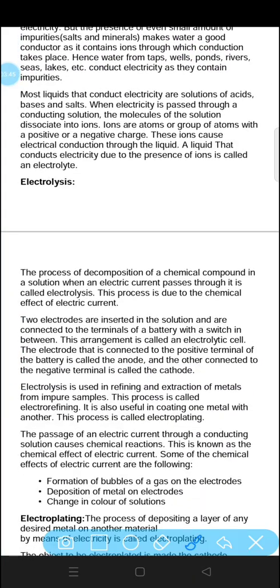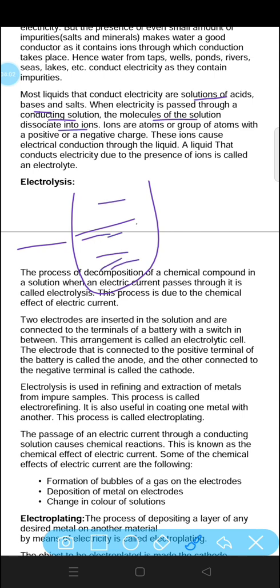Most liquids that conduct electricity are solutions of acids, bases and salts. The solution through which electricity is passed is called a conducting solution. When the molecules of the solution dissociate into ions, the different molecules dissociate into different ions, positive ions and negative ions. Ions are atoms or groups of atoms which carry a positive or a negative charge. These ions cause electrical conduction through the liquid.